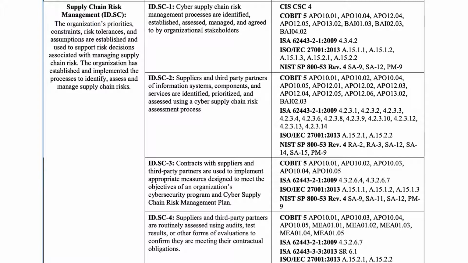Notice within those we have subcategories. So the first subcategory is ID.SC-1. Cyber supply chain risk management processes are identified, established, assessed, managed, and agreed to by organizational stakeholders. On the right-hand side, you have informative references, which are just references to external resources regarding that unique identifier.